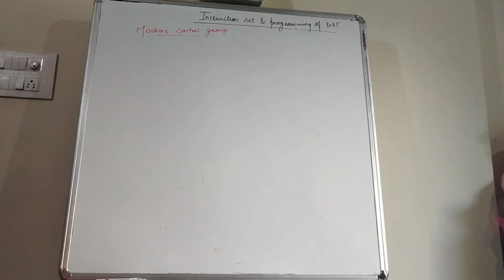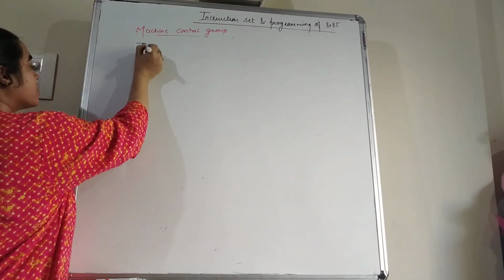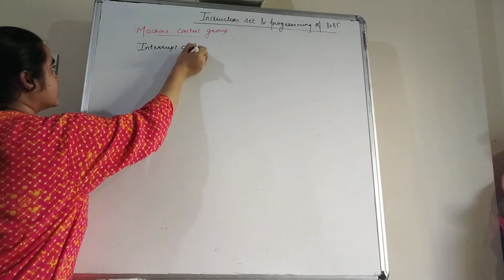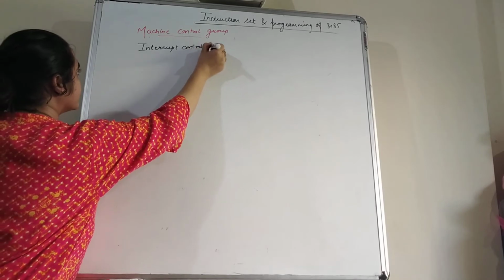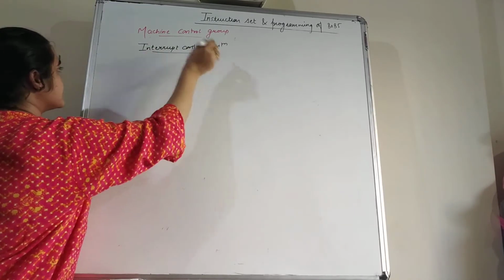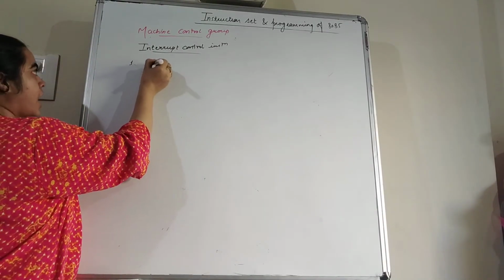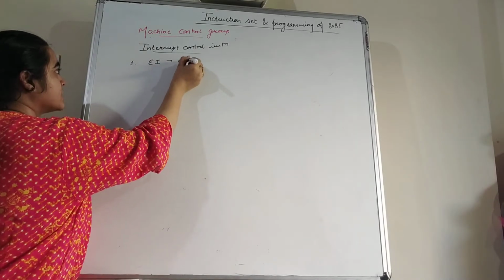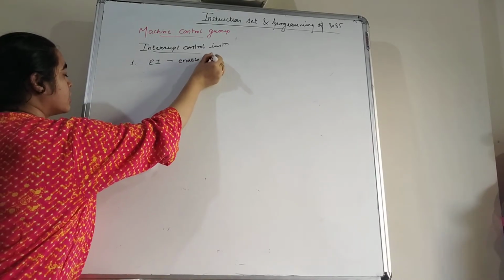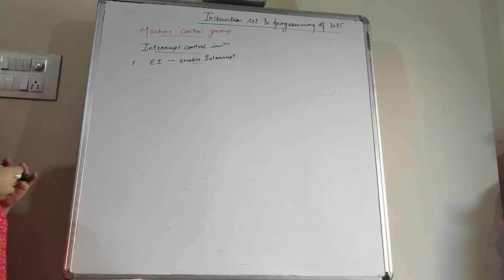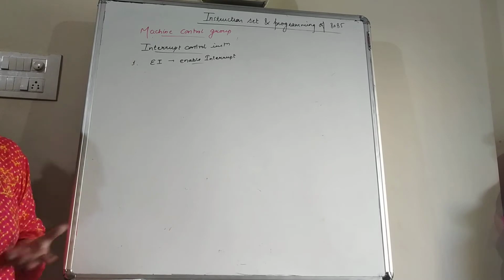The next type of instructions that come under the machine control group are interrupt control instructions. These instructions are used to deal with the interrupts present in the 8085 microprocessor. Students, the first instruction of this type is EI. EI stands for enable interrupt. From the name itself we can tell that this instruction is used to enable the interrupt.